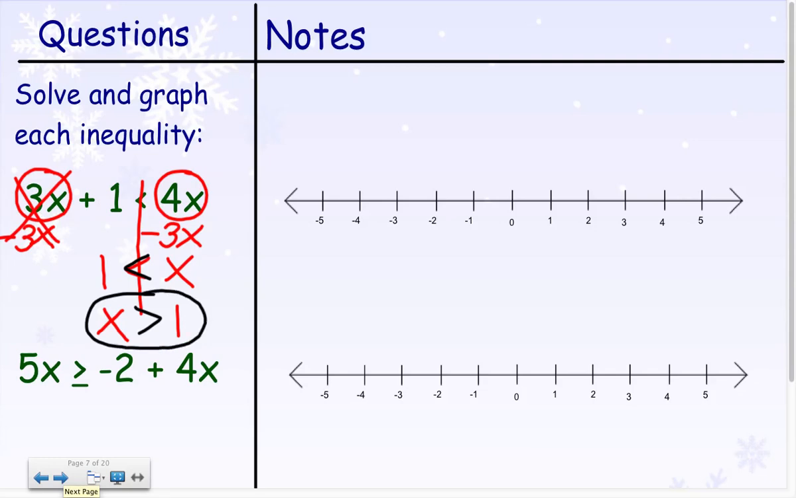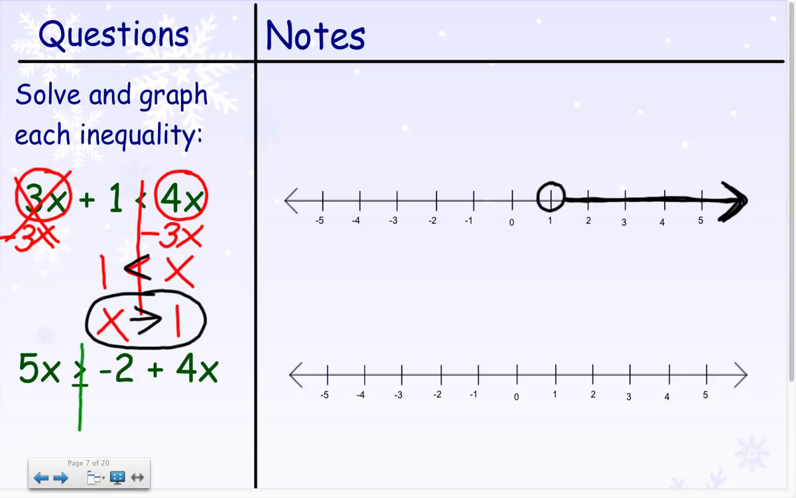Open circle on positive 1. If I turn my inequality symbol into an arrow, I'm shading to the right. x is greater than 1. Numbers that are greater than 1 would be 2, 3, 4, 5, 6, and so on.